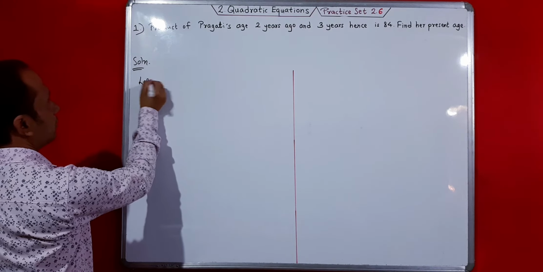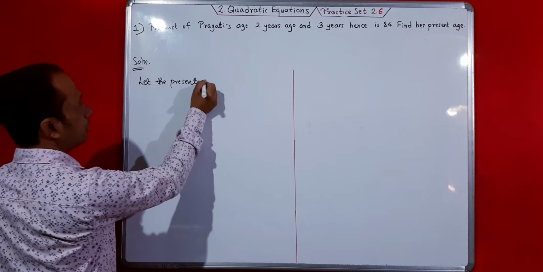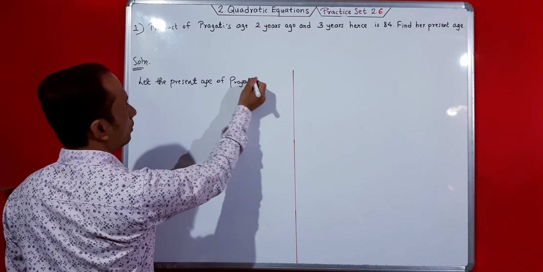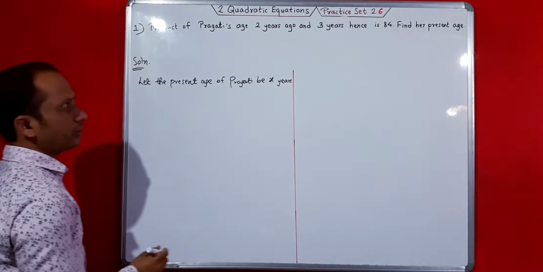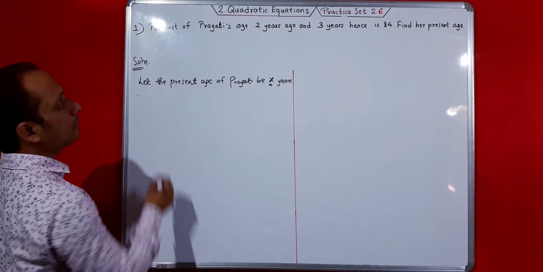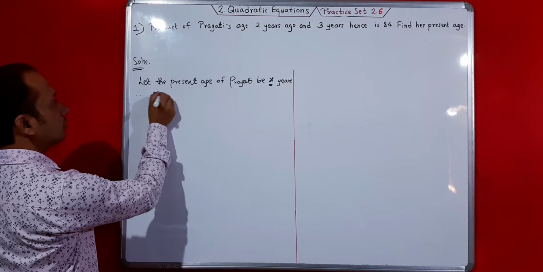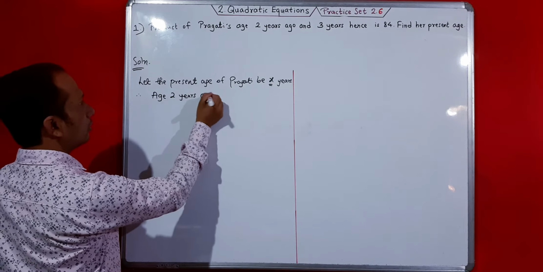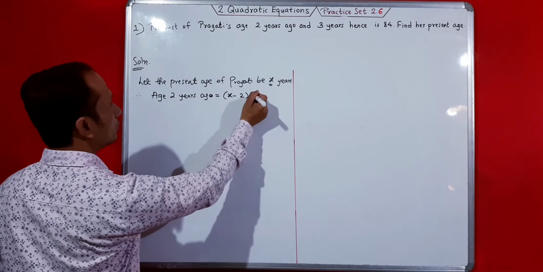Let the present age of Pragati be x years. Therefore, age 2 years ago is equal to x minus 2 years.